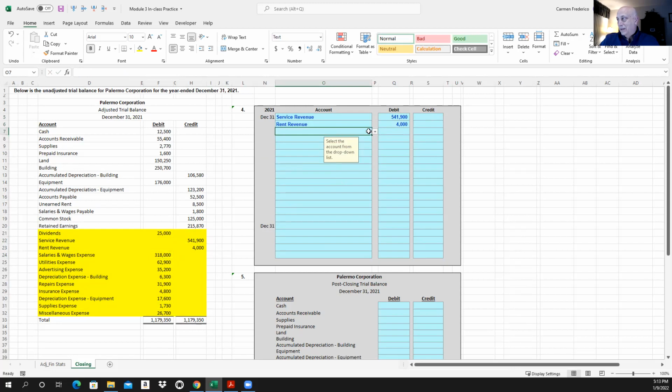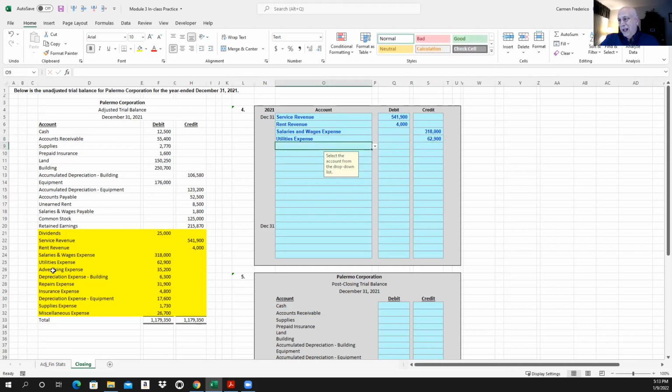We're going to look at the salaries and wages expense. It has a debit balance. So how do you close it out? With a credit. So we're going to credit that account to wipe that balance out. And then we have all the others. We have utilities expense. Let's find that one. Utilities expense. And we have to credit that for the 62,900.